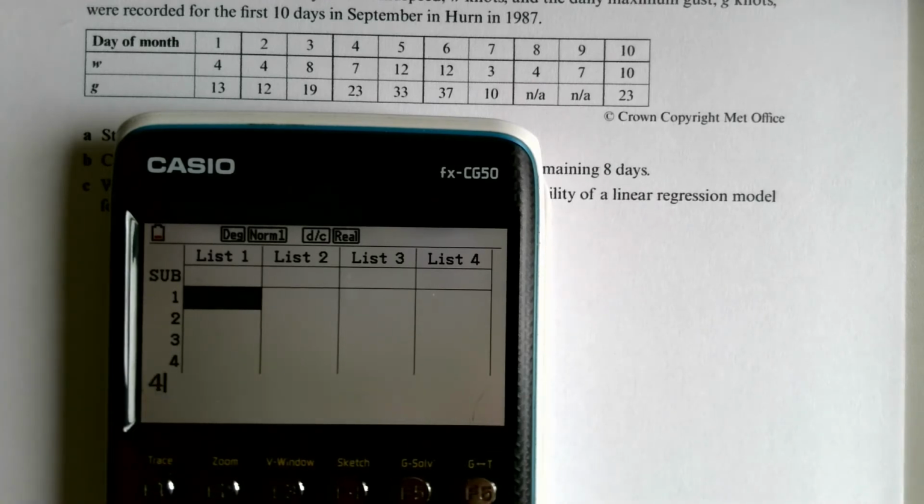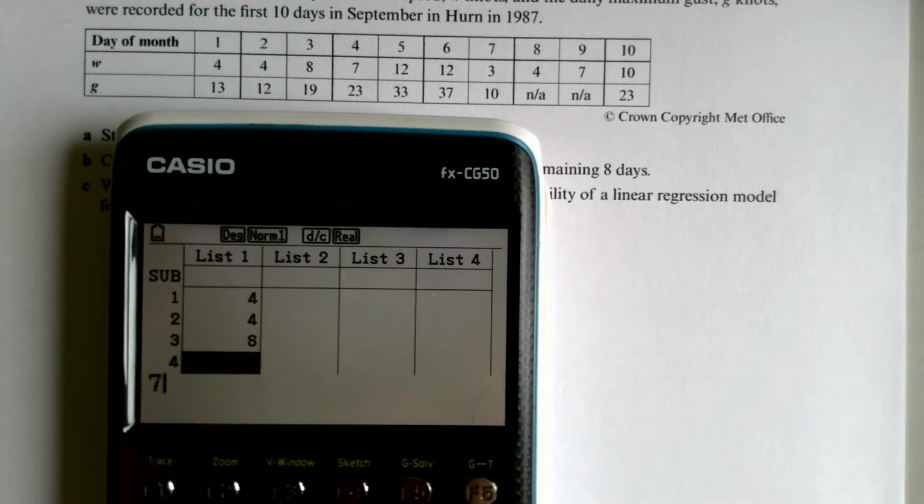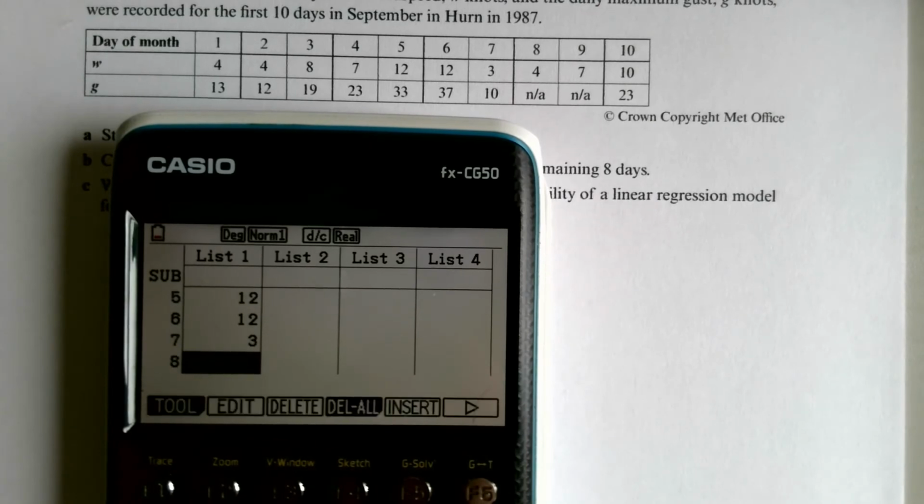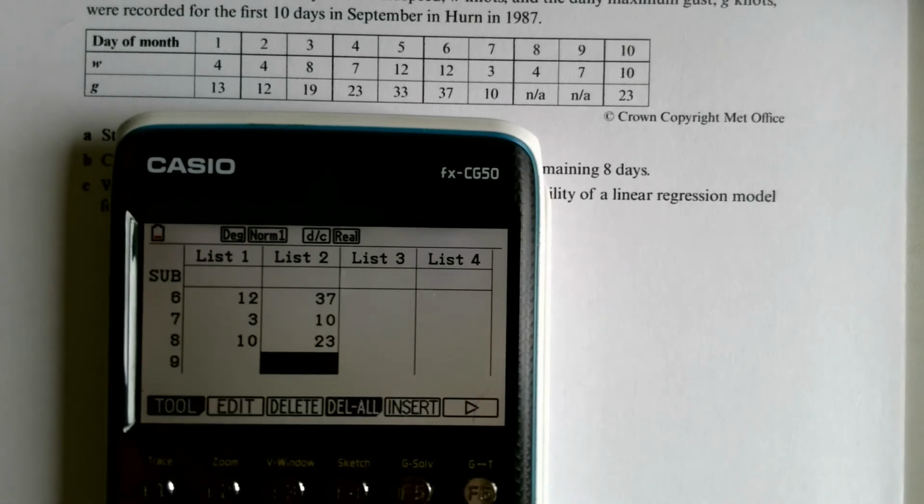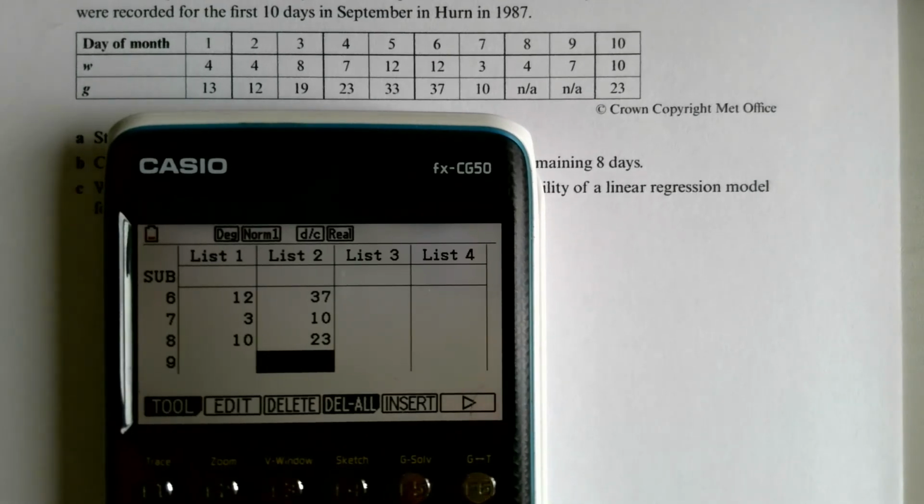So for list 1: 4, 4, 8, 7, 12, this is fun, isn't it? 12, 3, don't bother with the 4 and the 7, and then just put the 10 in there, because we didn't have any data for the 4 and the 7 in terms of gusts. Now putting the gusts in: 13, 12, 9, 19, 23, 33, 37, 10, and the last one being 23. Now we're expecting to get a positive relationship going on here, because a windier day is going to have the biggest gust you would have thought.